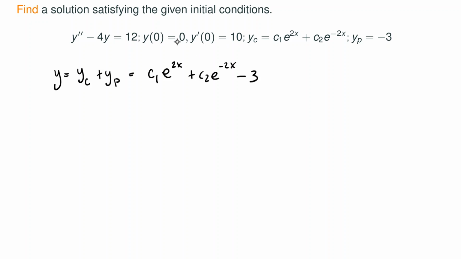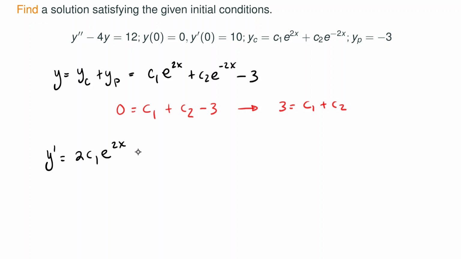So for our first initial condition, we have 0 equals C1 plus C2 minus 3. We could rewrite that as 3 equals C1 plus C2. To use our next initial condition, we'll need to take the derivative. So our derivative is 2C1 e to the 2x minus 2C2 e to the negative 2x. Plugging in the initial condition, 10 is equal to 2C1 minus 2C2.